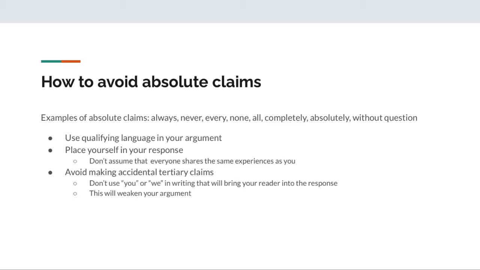You should also place yourself in your response. If you are saying that everyone is doing this, not everyone shares the same experiences as you. You should also avoid making accidental tertiary claims, which is when you say you or we in your writing. It includes the writer in your response and actually weakens your argument.